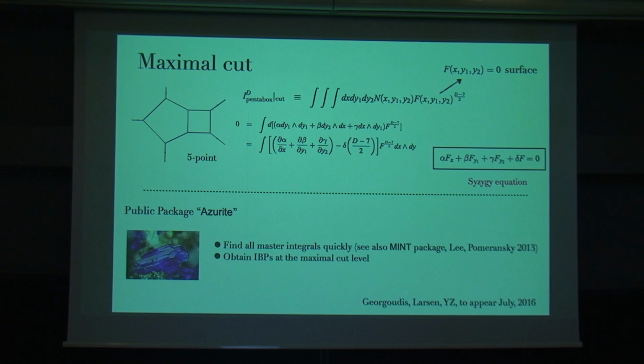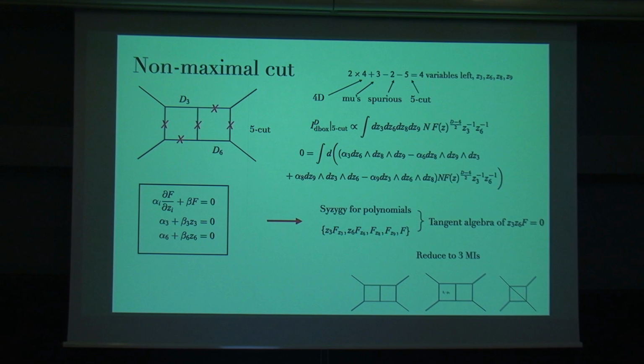We are going to publish a small package called Zoolite just to do this kind of maximal cut version of the IBP. For that one, it has two purposes. One is to find the list of master integrals automatically. But we think that our approach is quite fast because we just consider a small subset of IBPs. And also it will give you the maximal cut, the explicit form of the IBPs. And the more important thing is to consider the non-maximal cut to get the full IBPs.